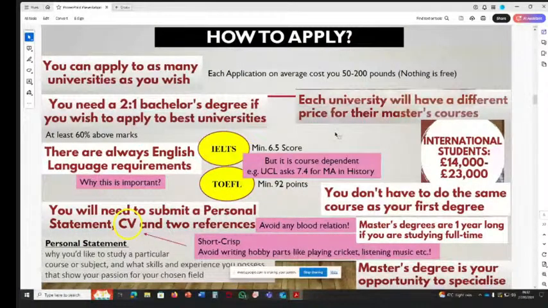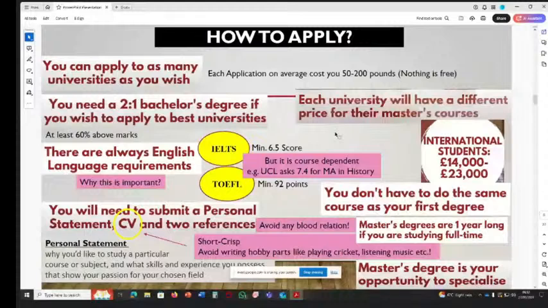So for IELTS, there is a minimum score of 6.5, and for the TOEFL, the minimum is 92 points, but it depends on the university and which course you are applying for. For example, University College London asks for 7.4 for a master's in arts in history courses. So it depends on the university, but roughly the barrier is 6.5 for IELTS and 92 points for TOEFL.